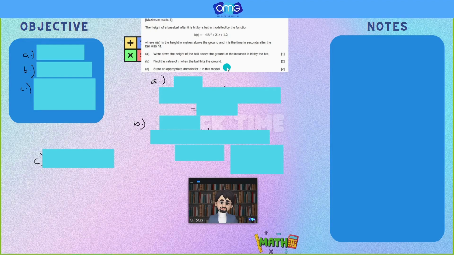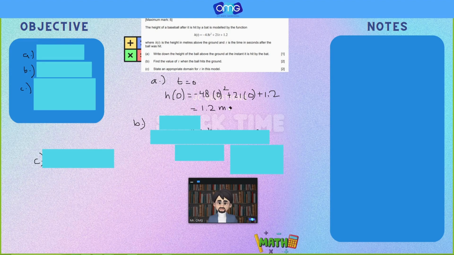The height of a baseball after it's hit by a bat is modeled by this function. This is a quadratic equation for IB. Write down the height of the ball above the ground at the instant it's hit by the bat. When it is hit by the bat, that's when t equals 0. So we substitute t equals 0 into the equation. We get 1.2 meters, and that's the height of the ball above the ground.